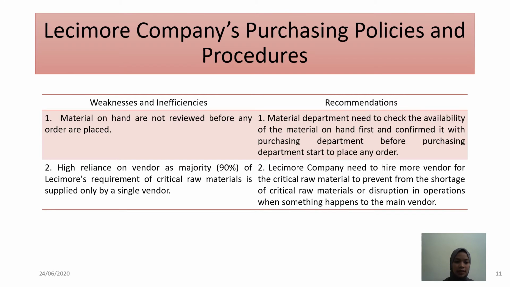Next, Lismore company's weakness is high reliance on a vendor, as 90% of Lismore's requirement of critical raw materials is supplied by only a single vendor. So what Lismore company needs to do is hire more vendors for the critical raw material to prevent shortage of critical raw materials or disruption in operation when something happens to the main vendor.